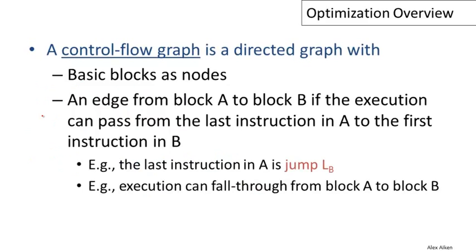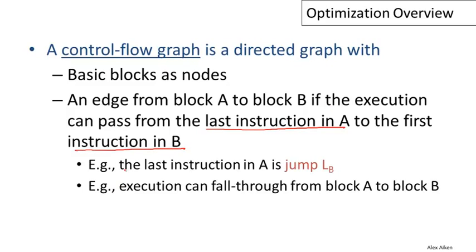The next important grouping of statements is a control flow graph. And a control flow graph is just a graph of basic blocks. There is an edge from block A to block B if execution can pass from the last instruction in A to the first instruction of B. So essentially the control flow graph just shows how control flow can pass between the blocks. And there is, of course, no interesting control flow within a block. We know that the basic block will just execute from the first instruction to the last instruction.